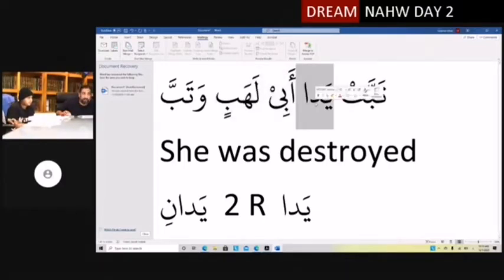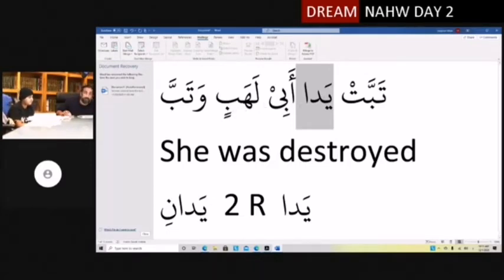What does yad mean again? Hand. What does yada then mean? Both hands. Both hands of, because "of" goes in between, right? Both hands of the father of Lahab. The father of a flame, which is Abu Lahab. You can say his name, right? Yeah. The both hands of Abu Lahab.